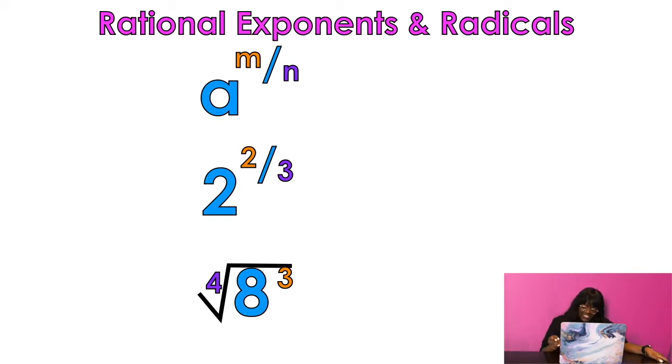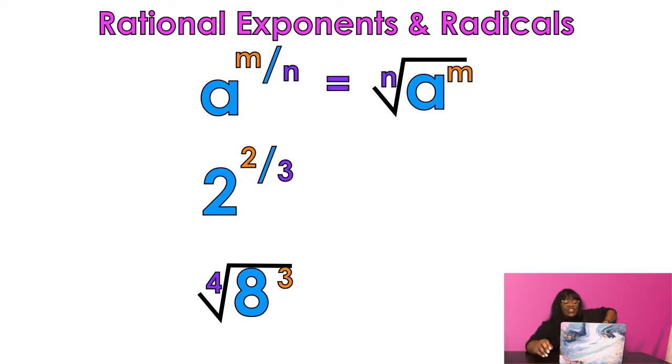I need to change those fractional exponents because we don't like fractions. So why don't we just get rid of them? We're going to change it into an equivalent radical expression. So that looks like the nth root of a to the m power. So if you find that you have a fraction as an exponent, you can change it to be a radical expression.